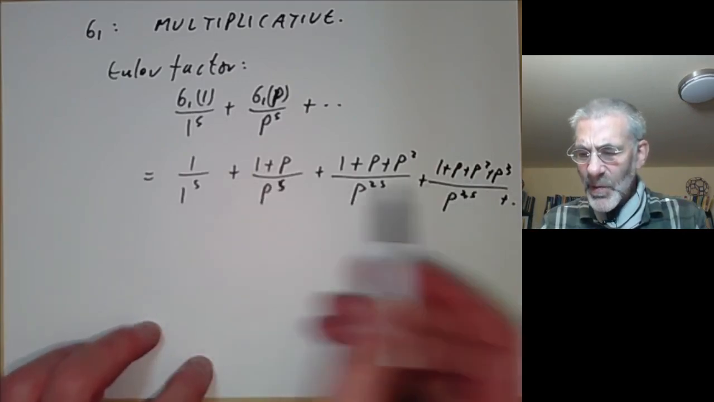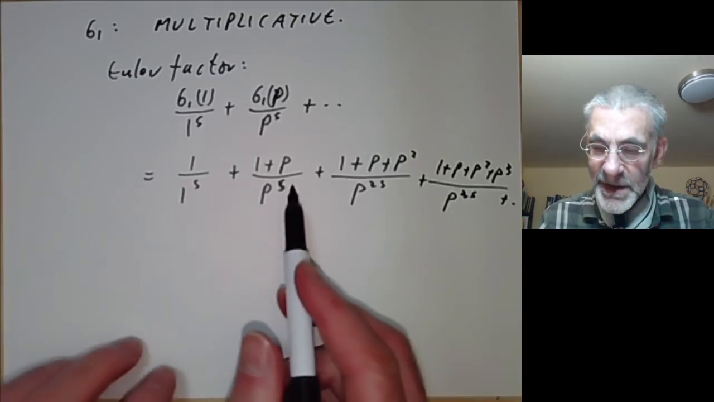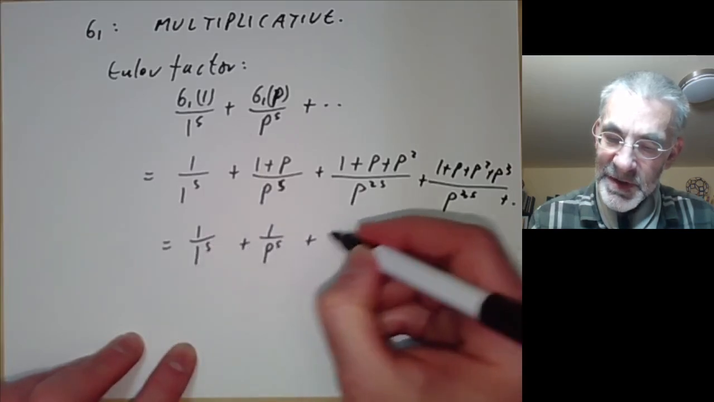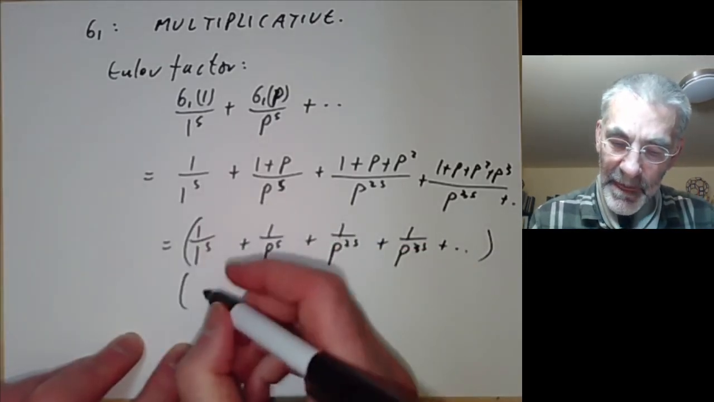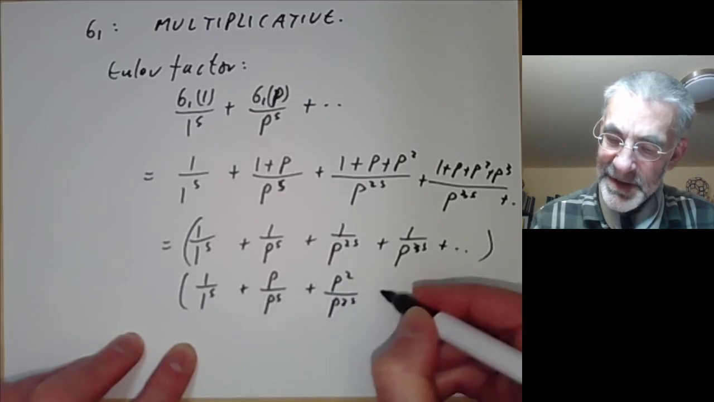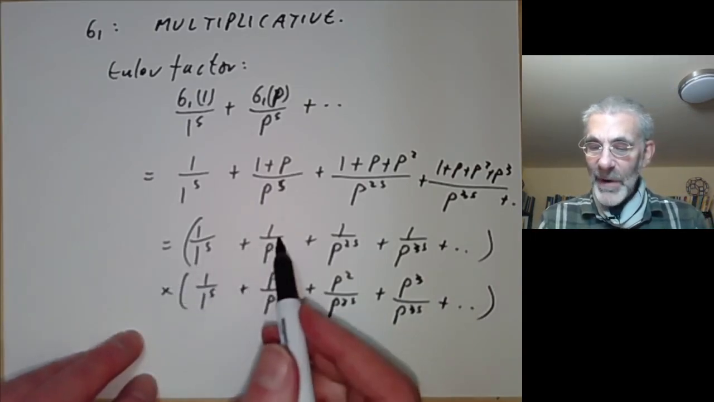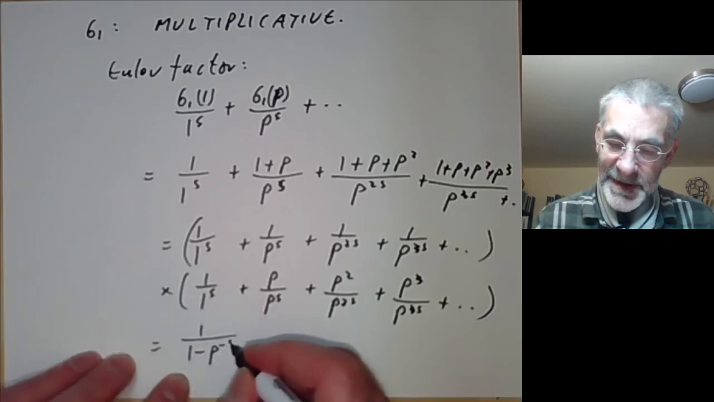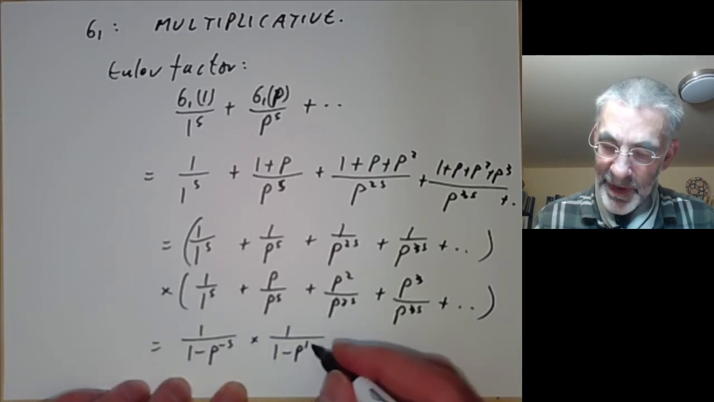And this takes a little more thought to figure out what this is. Then you notice that this can actually be written as a product. It's written as a product of 1 over 1 to the s plus 1 over p to the s plus 1 over p to the 2s plus 1 over p to the 3s, and so on, times 1 over 1 to the s plus p over p to the s plus p squared over p to the 2s plus p cubed over p to the 3s, and so on. And now we can work out each of these because they're just geometric series. So this is equal to 1 over 1 minus p to the minus s times 1 over 1 minus p to the 1 minus s.